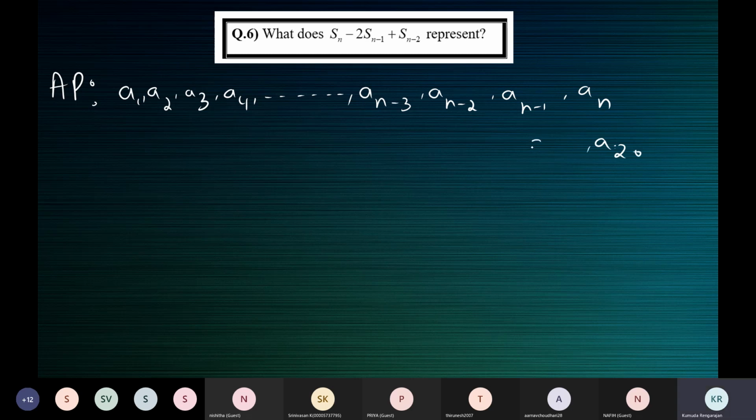The previous term will be A20 minus 1. The previous one will be A20 minus 2. Before that, A20 minus 3, like this. Because 20th term, previous term, 19th term, 18th term, 17th term. 20 minus 3 is 17. 20 minus 2 is 18. 20 minus 1 is 19 and 20. So similarly, an minus 1, an minus 2, an minus 3. Okay.